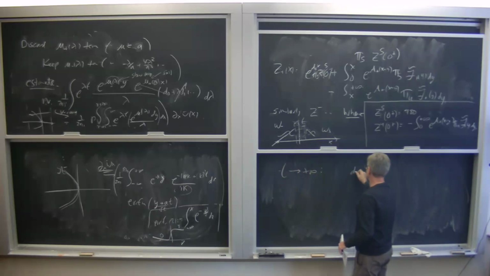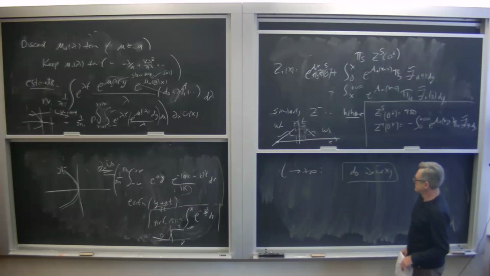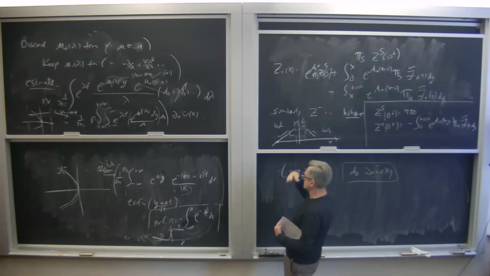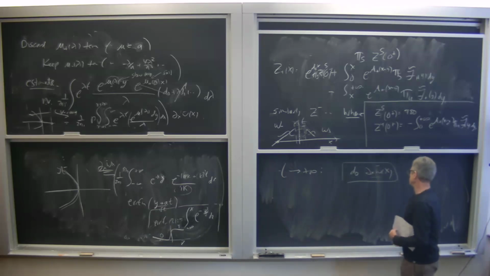I get just d naught dx w bar of x. And this is the thing that's going to be integrated against the forcing, F of y dy.